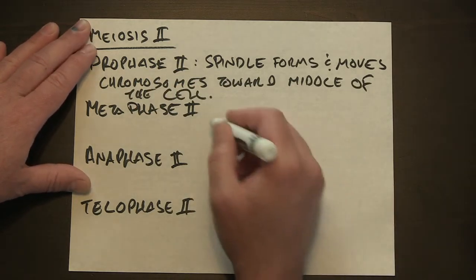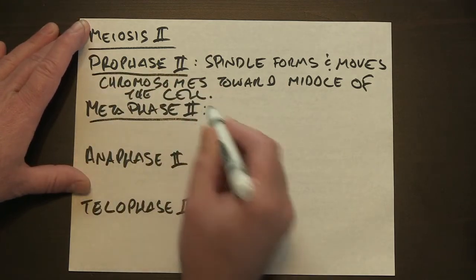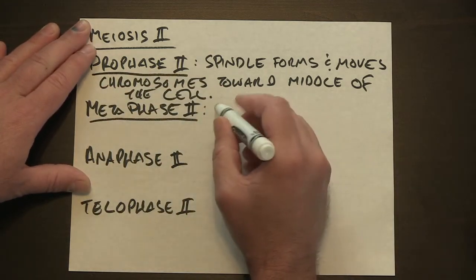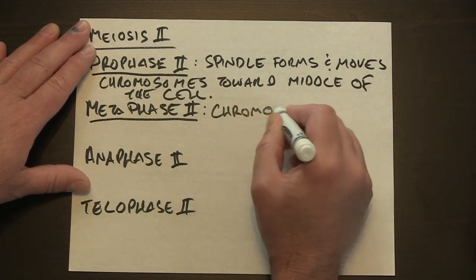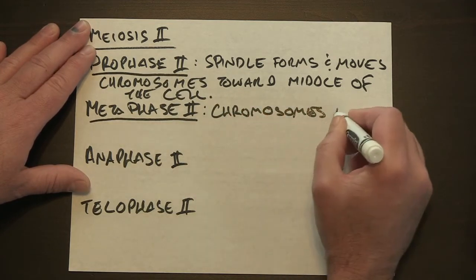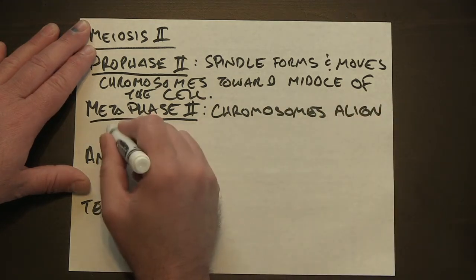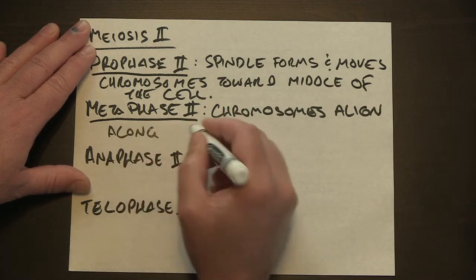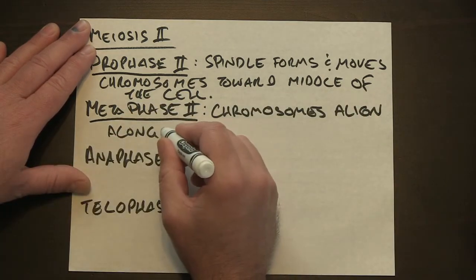During metaphase 2, so this is prophase 2, metaphase 2, the chromosomes align themselves, or are aligned, I should say, along the midline, just like they do in metaphase 1 and metaphase in mitosis.